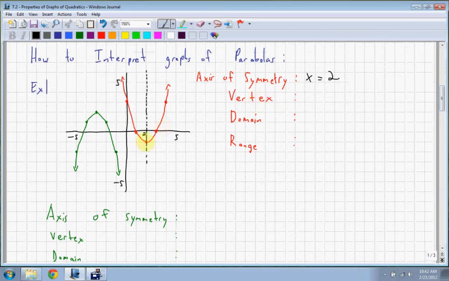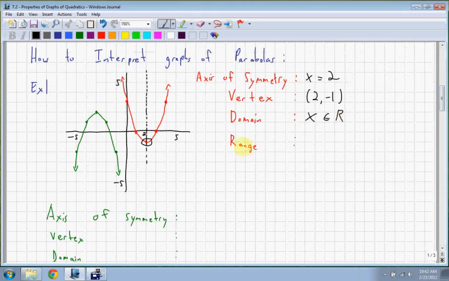Where's the vertex? Well, the vertex is actually that bottom point. The vertex is right here. And where is the vertex located? Well, we actually want a point this time. So it's at 2, -1. That's where the vertex is located. The domain, remember, is all the possible x values. And for parabolas, because they go off in each direction to the left and the right forever, the x values are an element of all the real numbers. There's no restrictions on them.